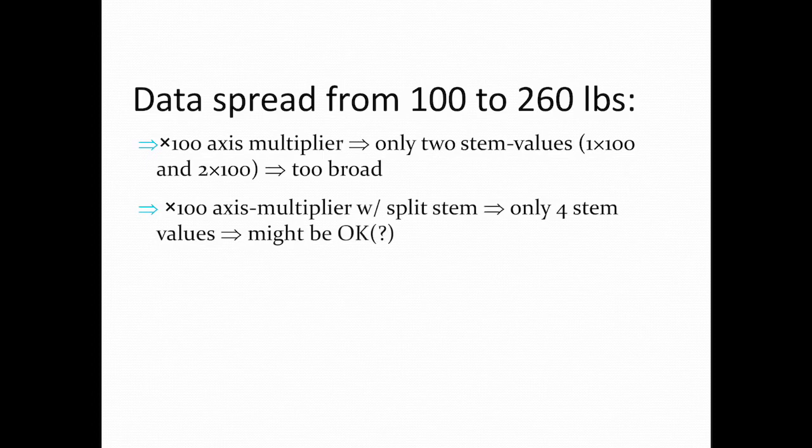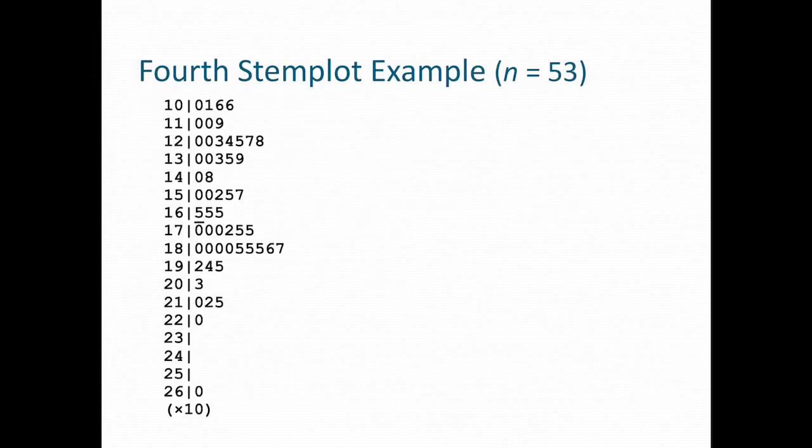If we had an axis multiplier with split stems, right? So 4 stems where we do 100 to 140, and then 150 to 190, right? We're splitting it up. There would be 4 there. That might do it. But once again, there's a lot of data points, and we might not see a true shape with that. But we can always go down to an axis multiplier of 10, which is what we do here in this next one.